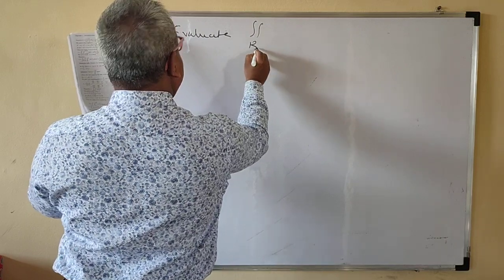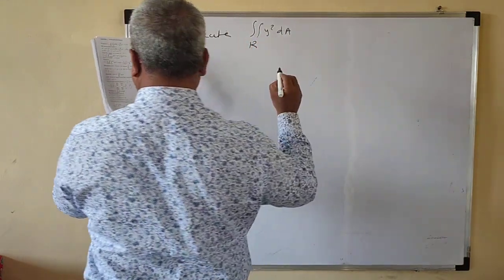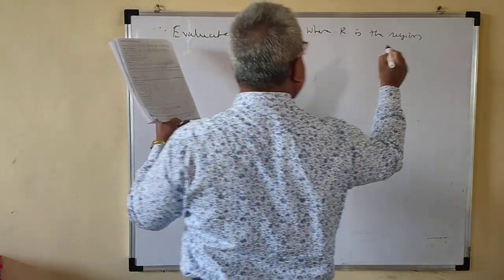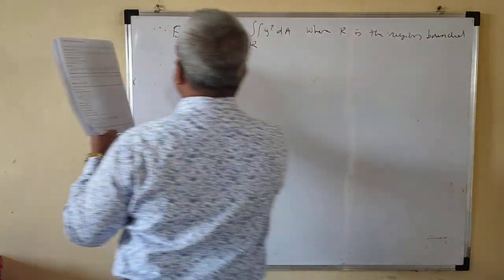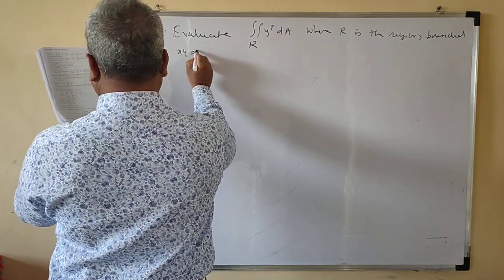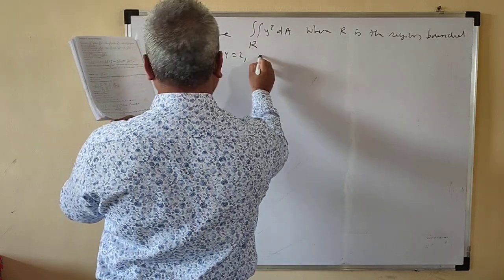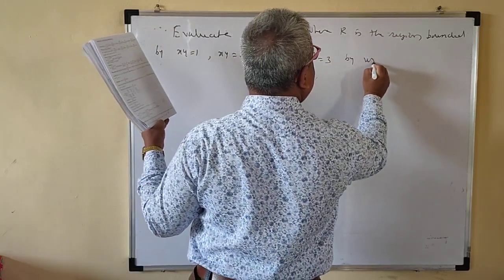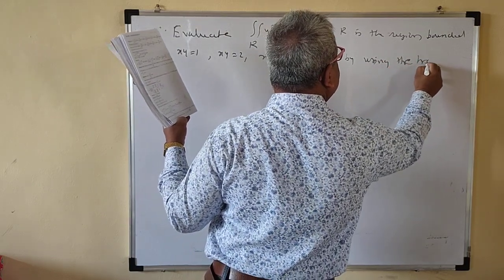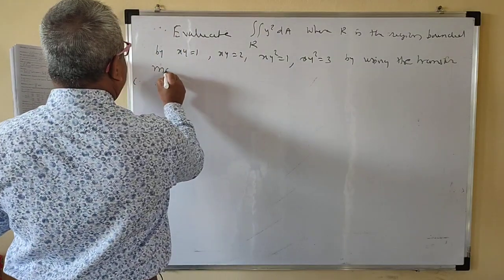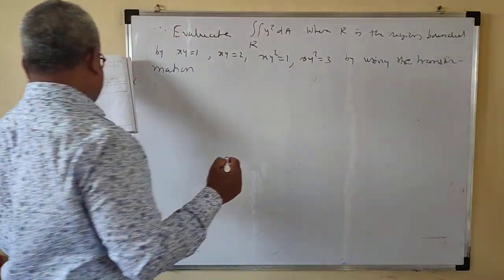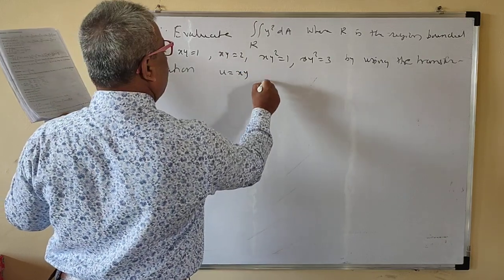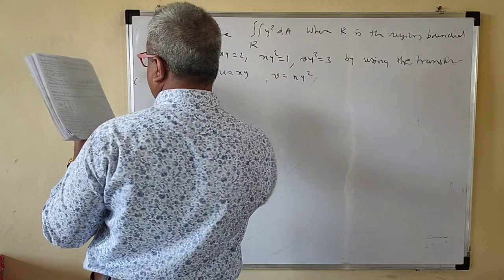Evaluate the double integral over R of y squared dA, where R is the region bounded by xy = 1, xy = 2, xy² = 1, xy² = 3, by using the transformation u = xy and v = xy².